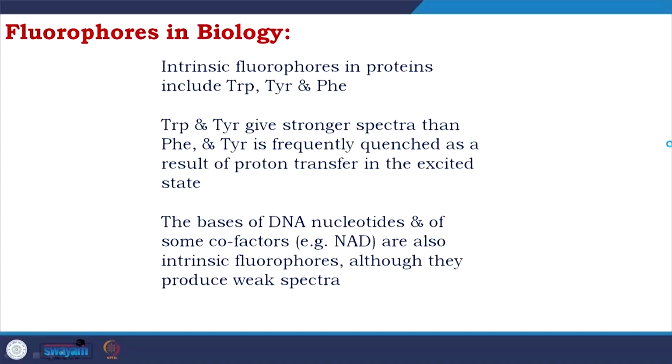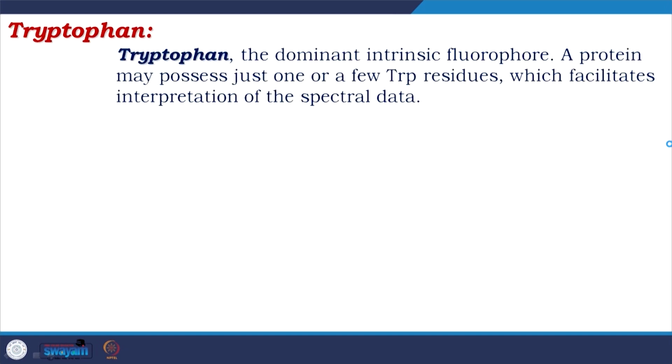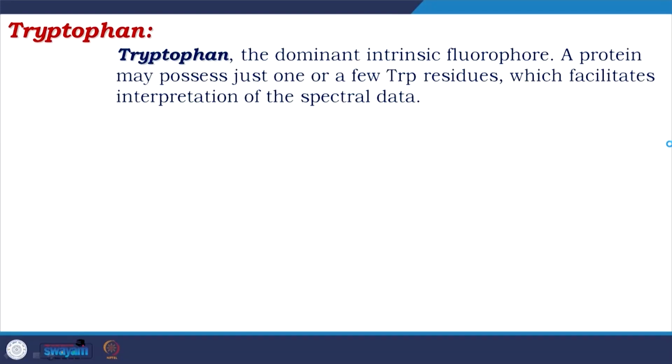The bases of DNA nucleotides and of some cofactors like NAD are also intrinsic fluorophores, although the produced spectra are quite weak. So, as I told, tryptophan is very important when it is concerned with the study of fluorescence of protein. Tryptophan is the dominant intrinsic fluorophore. A protein may possess just one or a few tryptophan residues, which facilitates interpretation of the spectral data.